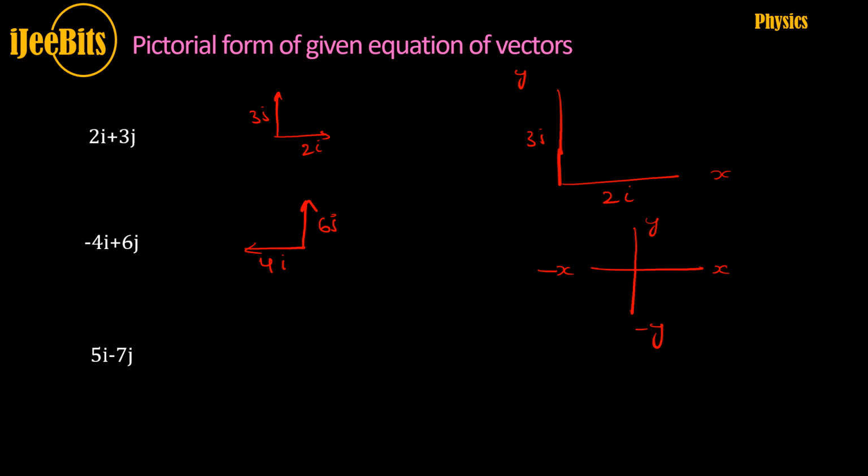Alright. What about the next one? 5i, so 5i positive direction. 7j negative side, so downward, so minus 7j. This is again negative. This is how we can represent. Right? This is a positive, this is a negative, this is a negative, this is a positive. First quadrant, second, third, and fourth. Clear?